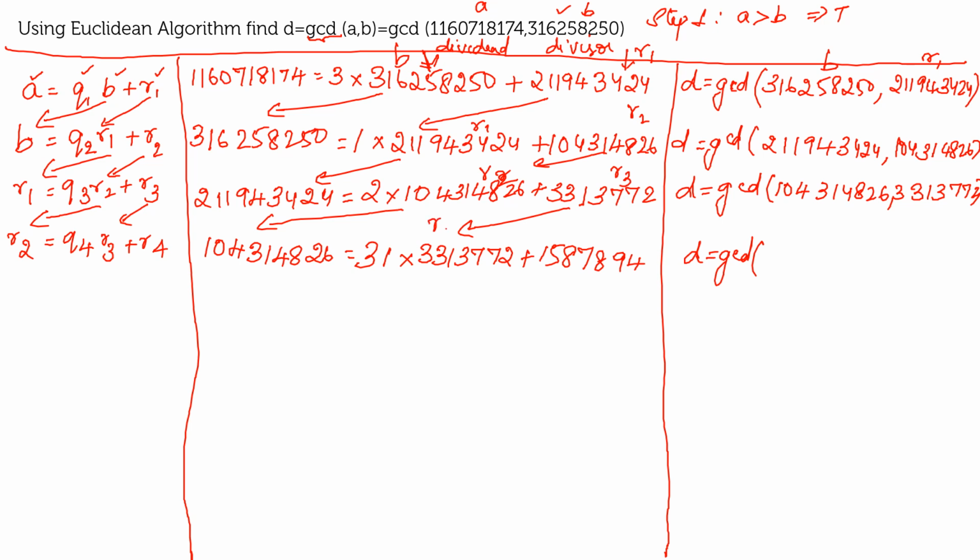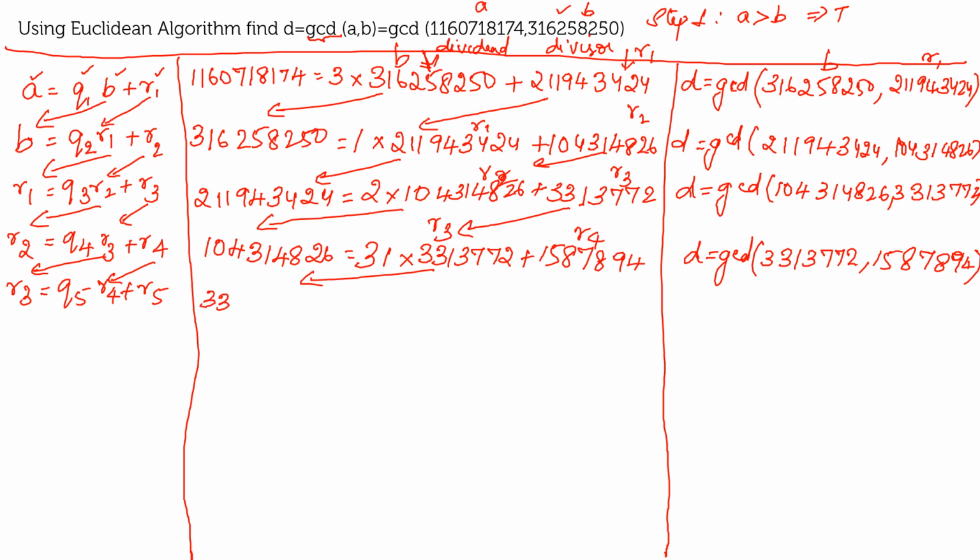So what will be this remainder? R3 and R4. Okay, so GCD of 3313772, comma 1587894. Okay, now what will be your next step? Your R3 will be shifted here. R3 will be equal to, quotient will become Q5, and R4 will be shifted here, plus the new remainder will be equal to R5. So what will be your value?